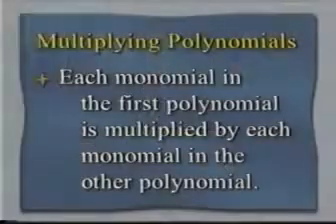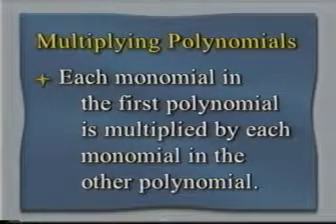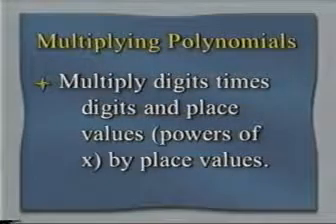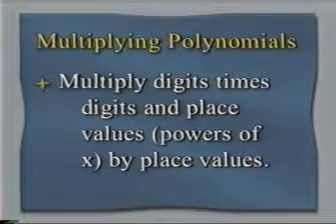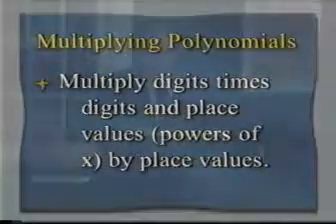Multiplication of polynomials is accomplished using the same techniques as we use in multiplying multi-digit whole numbers. Each monomial in a polynomial is multiplied by each monomial in the other polynomial. Watching our signs and remembering multiply digit times digit and place value times place value, but now our place values are powers of x. As with adding and subtracting, we can check our answers by replacing x with 10.